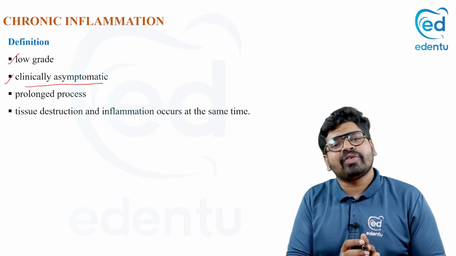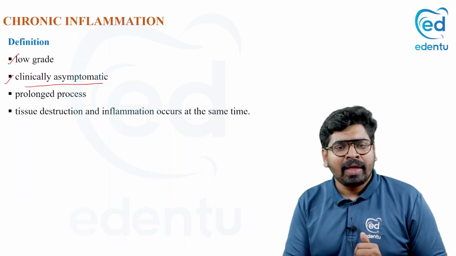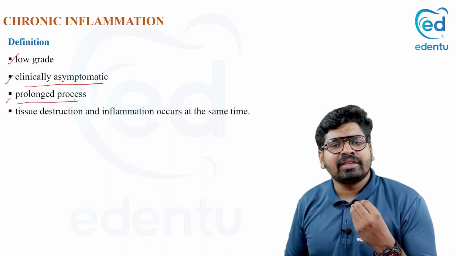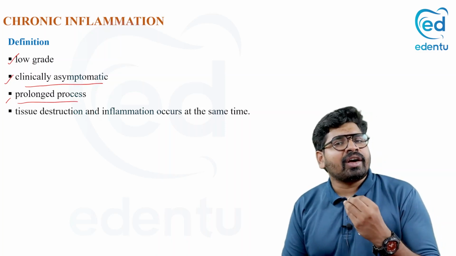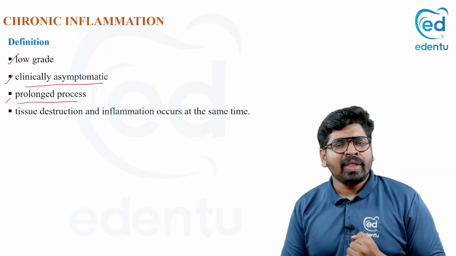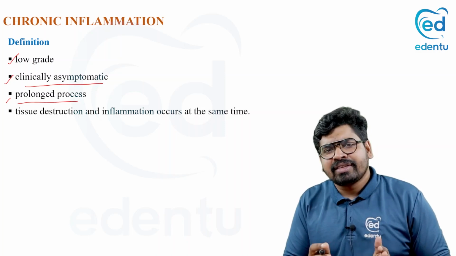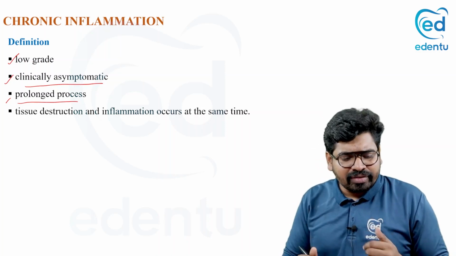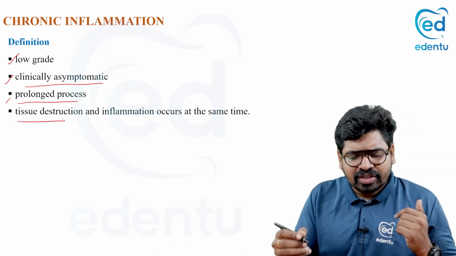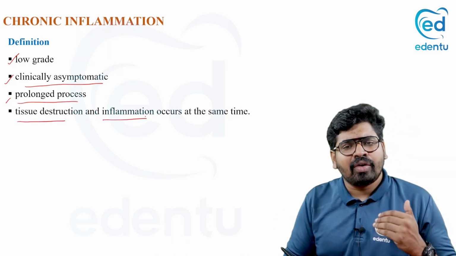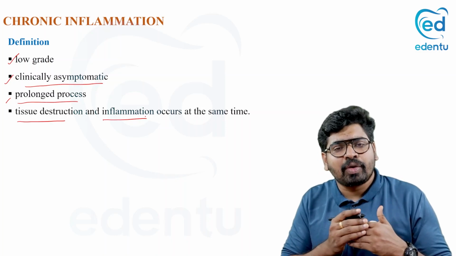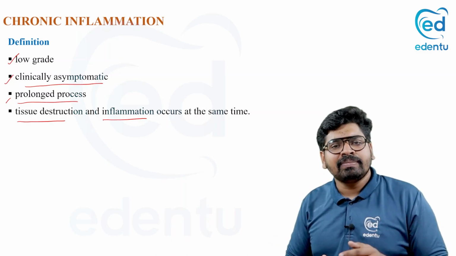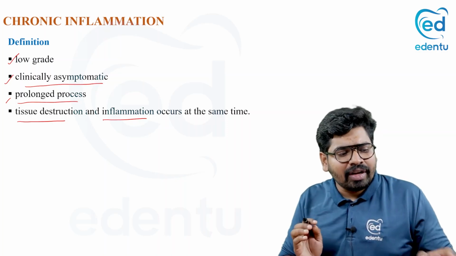It can persist for a longer duration in the body. So it is a prolonged process, which means that if you have a chronic infection in your body, it will remain inside the body for a longer period of time, and it can cause tissue destruction and inflammation occurring at the same time. It is happening for a longer period of time. That is the peculiarity of chronic inflammation.